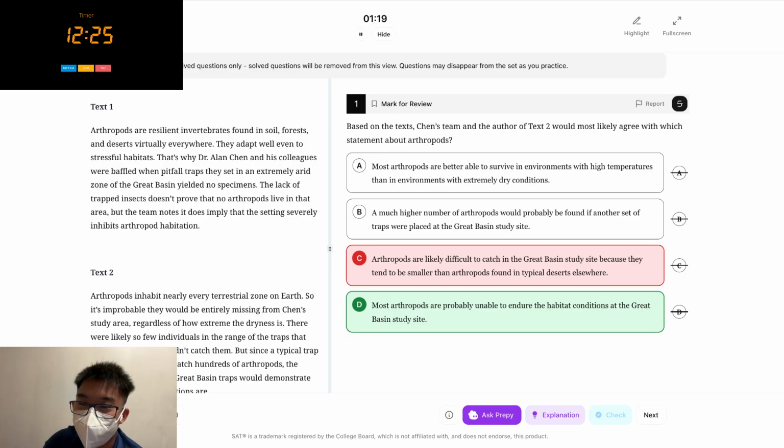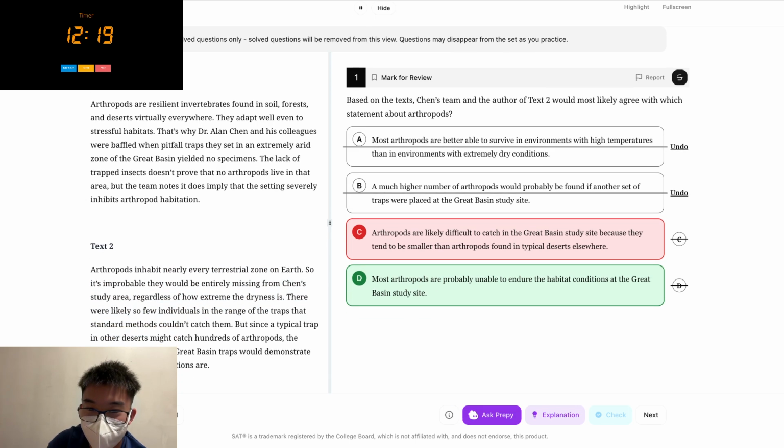Okay, let's go over this real quick. This is incorrect because they say they can survive. It's obviously they can survive it. This one also talks about how obviously they can survive it. This one talks about it likely being a difficult catch because they tend to be smaller.